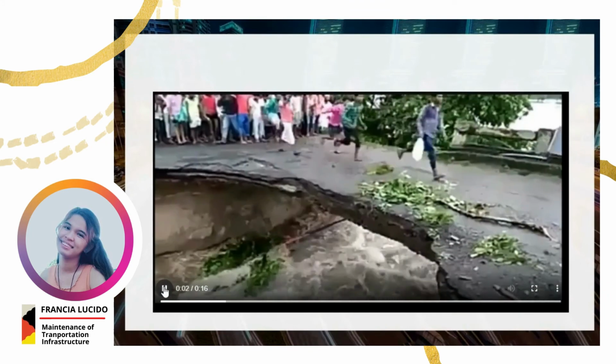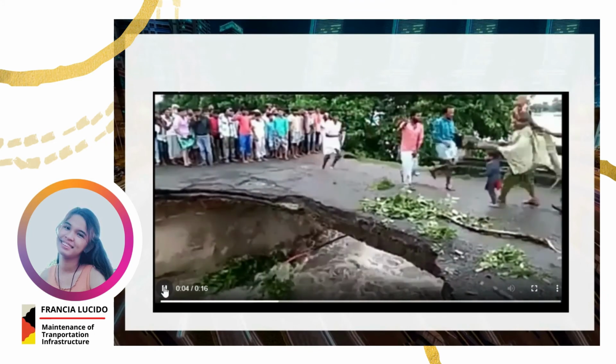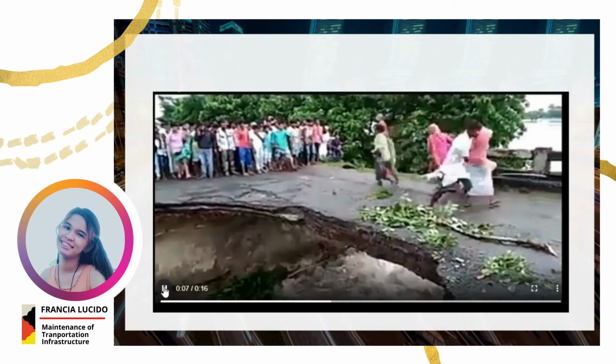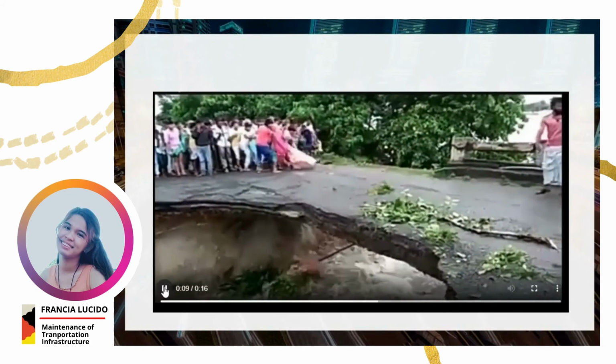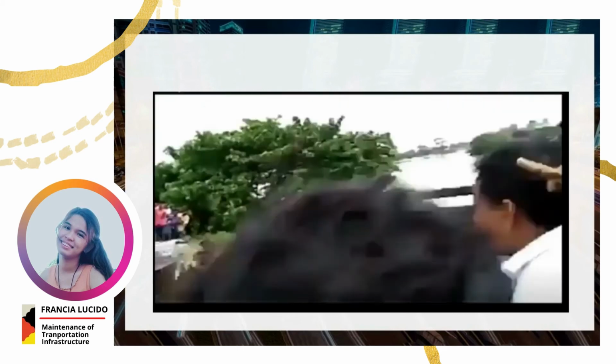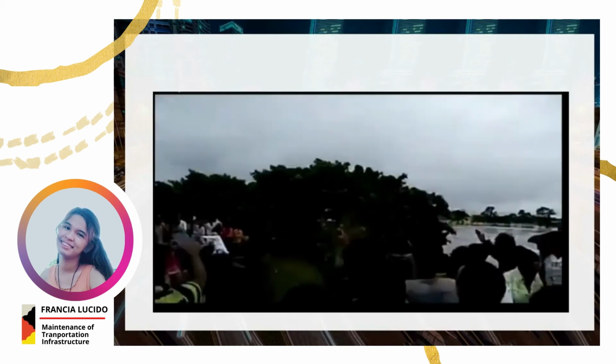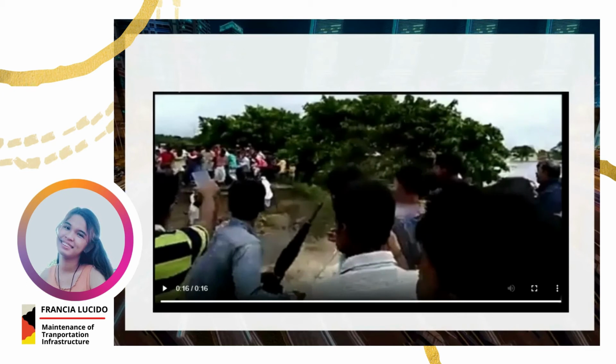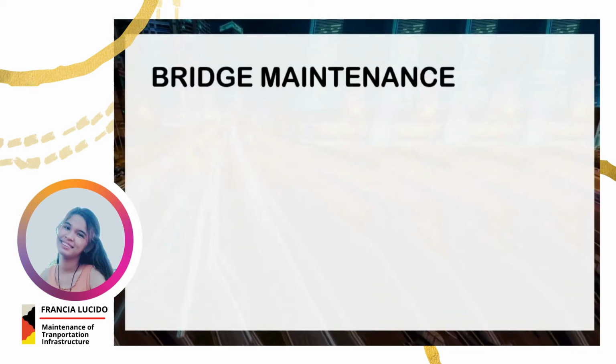In this video, you'll notice that the bridge is fractured and is on the verge of collapsing at any moment. Despite this, people continue to attempt to cross that risky bridge until it collapses completely, putting people's lives at risk. In order to avert such a situation, it is a must to have regular bridge maintenance. What is bridge maintenance then?